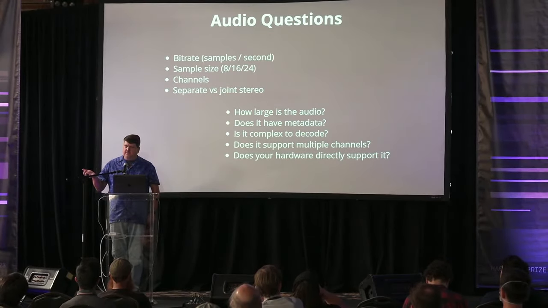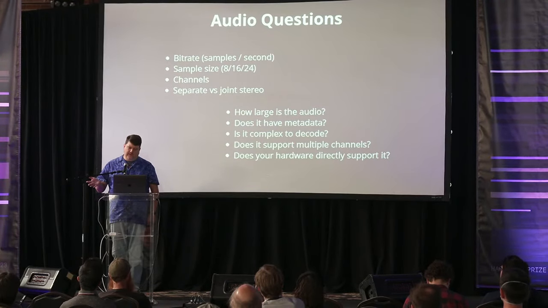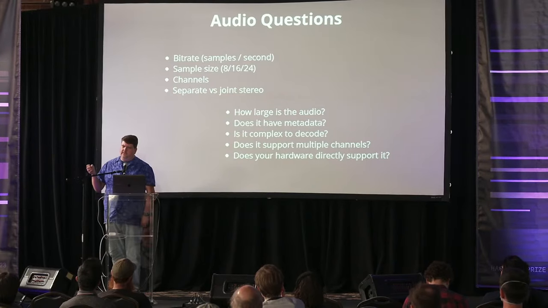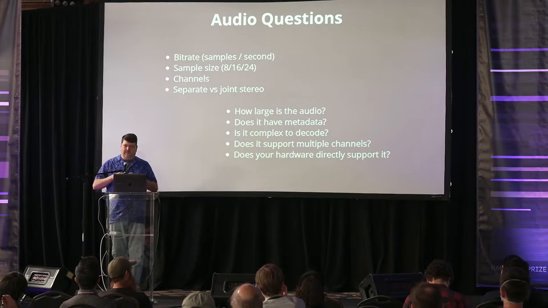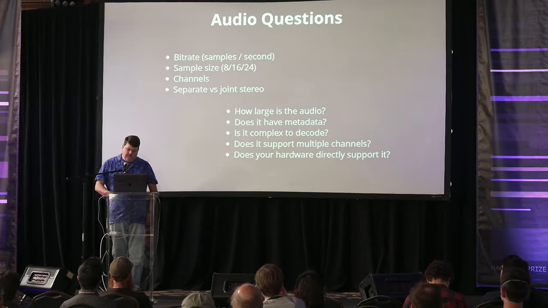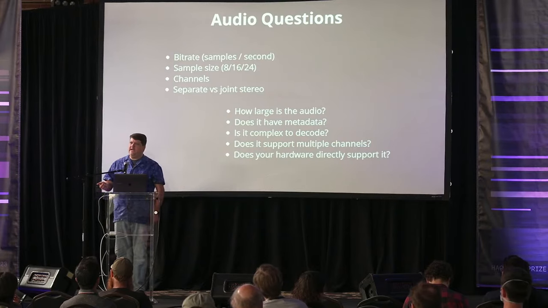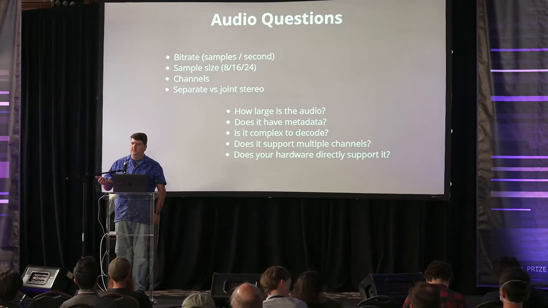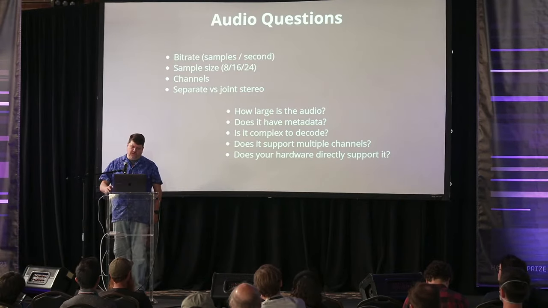The sample size: sometimes if you can go to a smaller sample size, you can fit a lot more audio in. How many channels are you dealing with? Monochrome, one channel, stereo, two. Something like surround sound, 6, 10, 15 channels. And then, how large is the audio you're going to have to deal with? Does it have metadata? What I'm talking about there are things like ID3 tags. If you're building a podcast player, you're going to want to be able to pull out the title and maybe the show JPEG out of that to show.